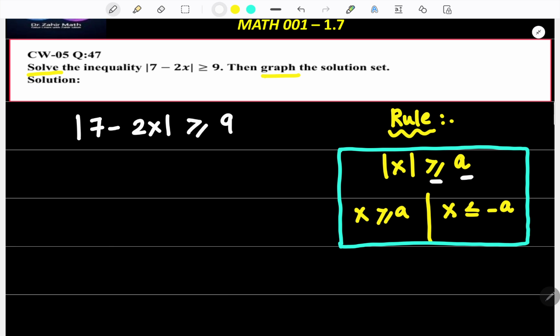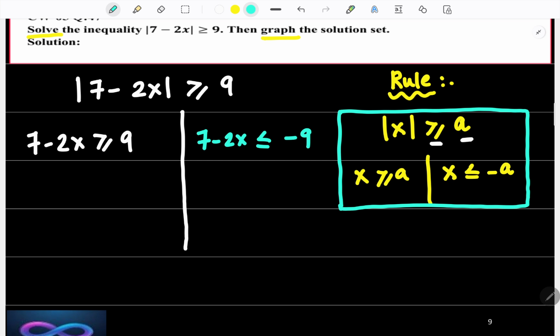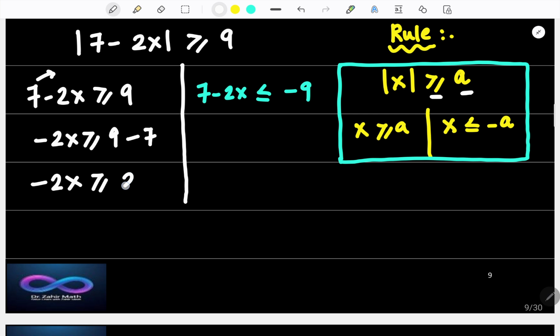So we have 2 things. One is 7 minus 2x, right? More than or equal to a. a is 9. The second part is 7 minus 2x less than or equal to minus 9. So two things you need to work out. Let us work out this one. Minus 2x more than or equal to 9. This 7 goes that side, minus 7. So minus 2x more than or equal to 9 minus 7, which is 2. Divide by minus 2, divide by minus 2.